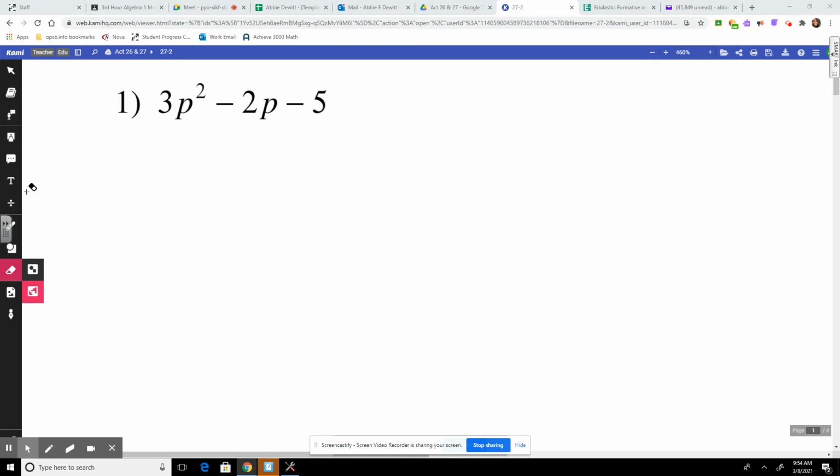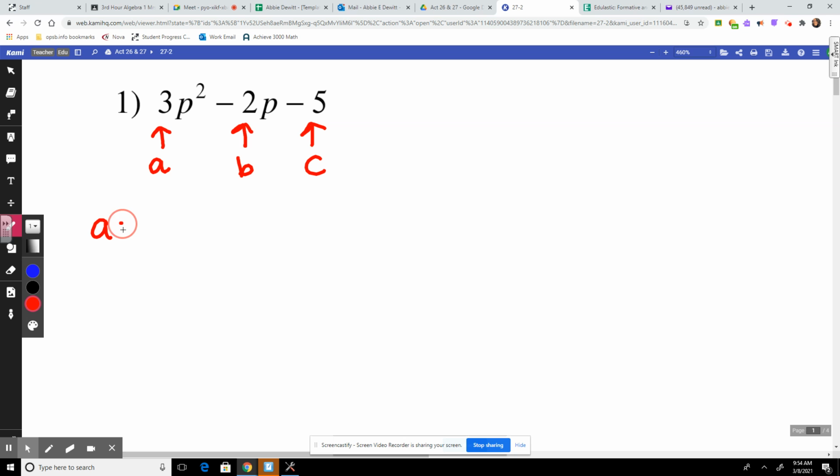Okay, so we are going to factor trinomials where a is greater than 1. So what that means is that this number here, our a value, is no longer 1. It's greater than 1. Okay, so we have a, b, and c. This is not new.